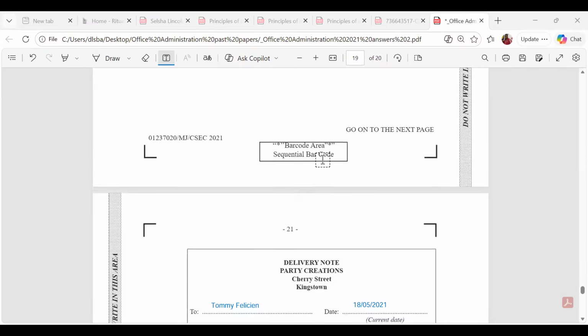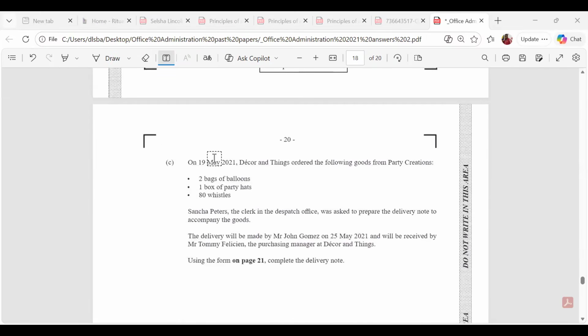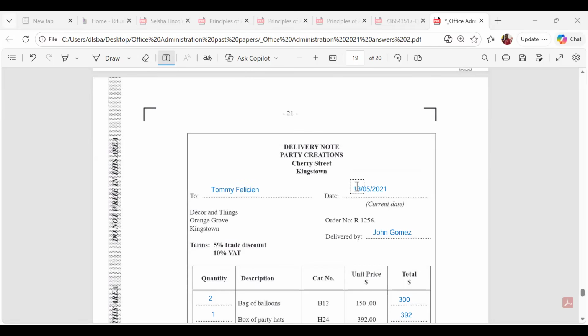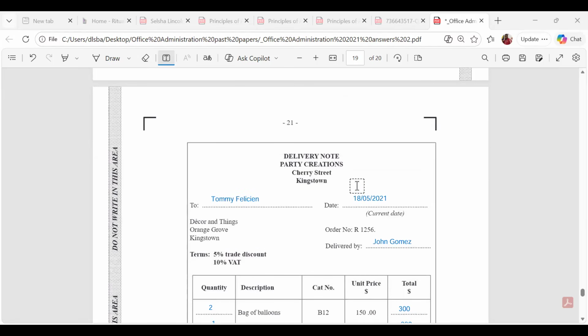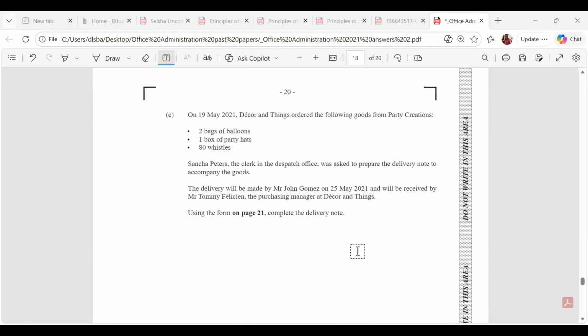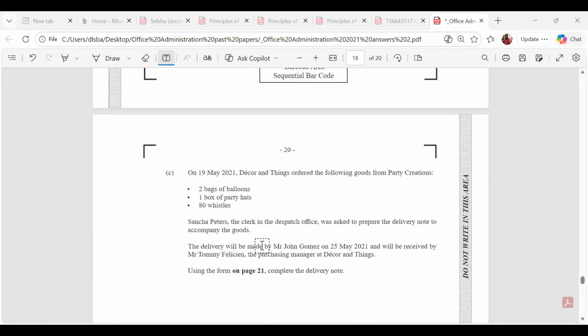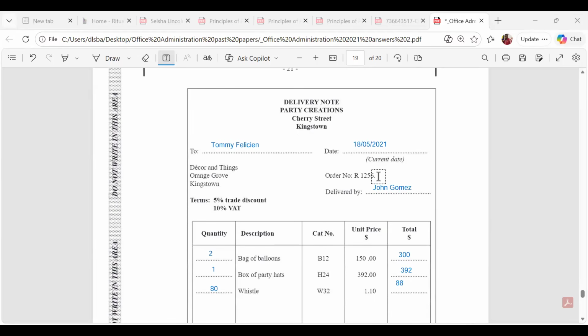The date, on the 19th of May. Right, this is probably a mistake. They put current date, and the exam was probably on the 18th. No, I lie. The exam was the 19th, but I did this on the 18th. That's why I put the 18th. Whatever the current date is, you'll put the current date there. Who is it delivered by? They said delivery is to be made by Mr. John Gomez.